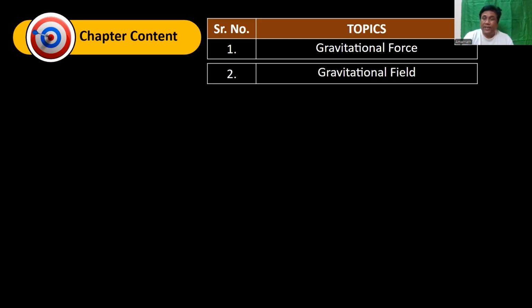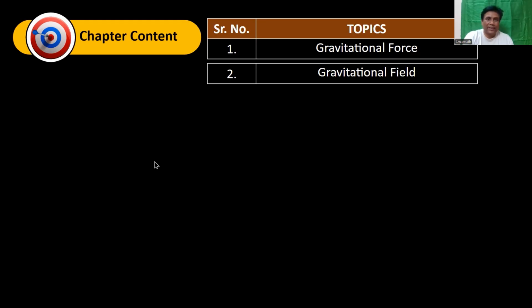The second point, gravitational field. And one more thing you should understand: gravitational force and electrostatic force are similar in a lot of ways. If you understand the gravitation chapter, then the electrostatic chapter also will be easier for us. So that is very important. You have to put in your 100% concentration for this.